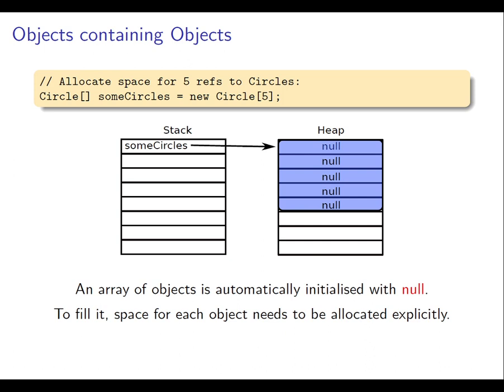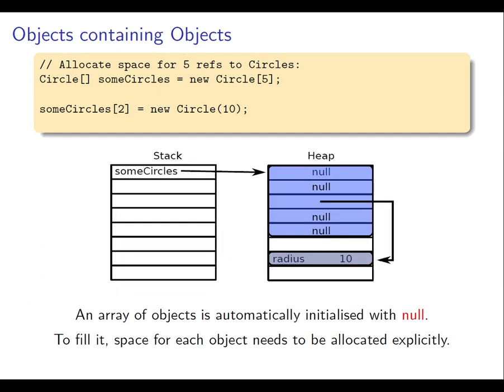Now, a null object is not terribly useful. In order to do anything with it, we need to instead have each of those entries pointing at an actual object, and each of those things has to have space allocated explicitly to it. So let's see what we mean. Suppose we say index 2 of the someCircles array is now going to be assigned a new circle with radius 10. Then we now have a new object also living on the heap with radius 10, and instead of null in that array position, we now have a reference to that new object.